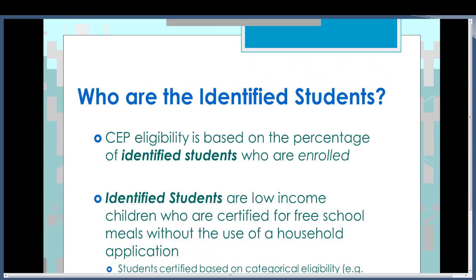So who specifically are these identified students? Once again, the identified students are children who are directly certified or categorically eligible for free meals without a household application. But what does that mean? There are a limited set of categories that those students fall into. Those are listed right here on the slide. Those include SNAP and TANF participants, participants in the food distribution program on Indian reservations, or they can be students who have federal status as migrant, homeless, runaway, foster children, or children who participate in the Head Start program.